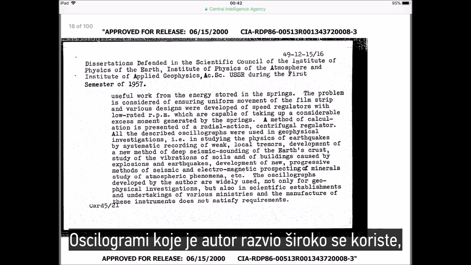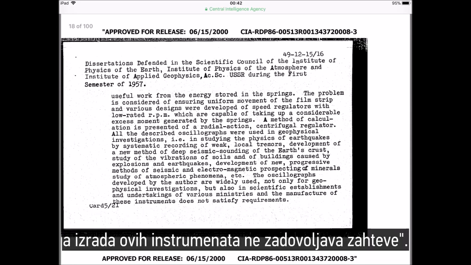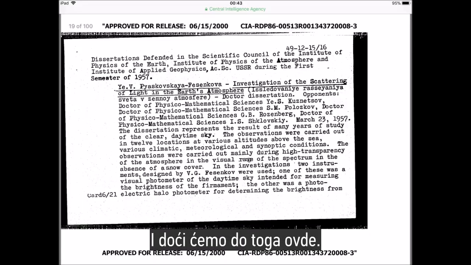The oscillographs developed by the author are widely used, not only for geophysical investigations, but also in scientific establishments and undertakings of various ministries, and the manufacture of these instruments does not satisfy requirements. And we'll get to it here.